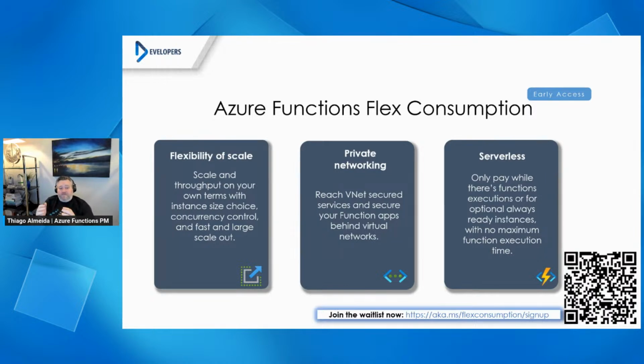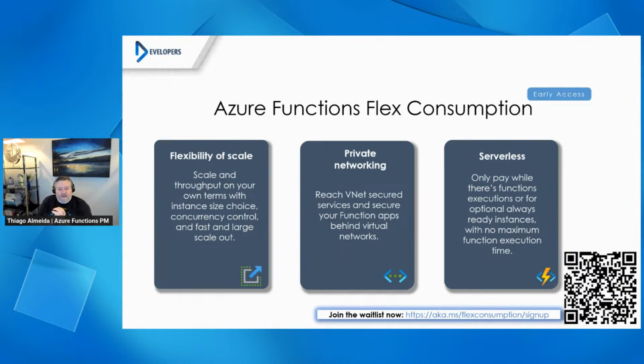You'll be able to have choice of instance sizes. So for example, at the moment in the early access preview, 512 megabytes, 2 gigs, and 4 gigs are the 3 instance sizes that you can choose. And those are the sizes that will be used for your app to scale out and in.